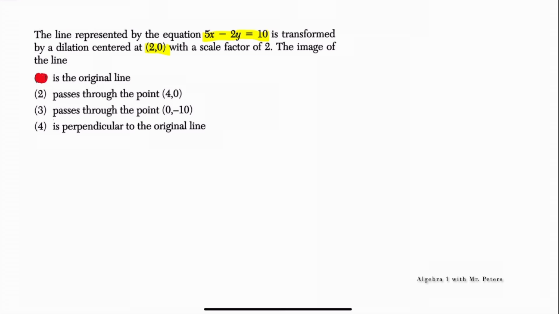Why? Because when we substitute this in, right, 5 times 2 minus 2 times 0 is equal to 10. We're going to get 10 is equal to 10. So this is a true statement. And because it's a true statement, it means that that point falls on the line. And this is why the image of the new line is just the original line.